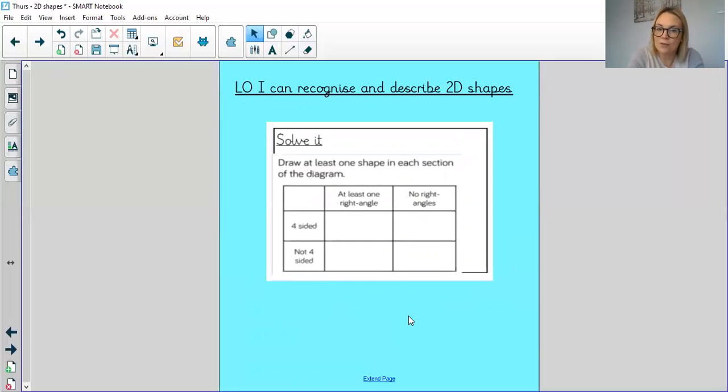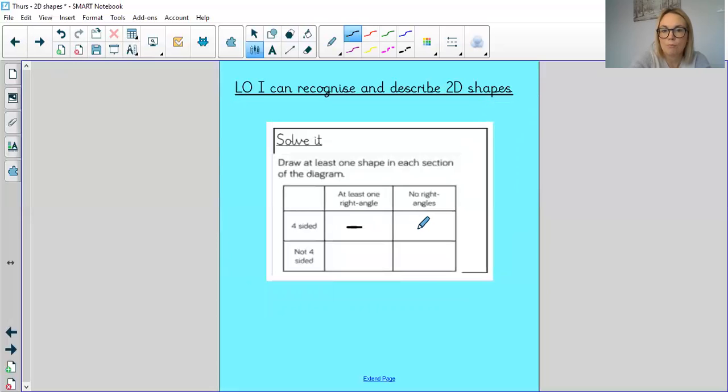So you can see this is called a Venn diagram. On the side, it says 4-sided and not 4-sided. And along the top, at least one right angle and no right angles. So if you've got a shape with at least one right angle, which means one or more right angles, and it's got 4 sides, you would be drawing it in this box here, okay? If you've got a 4-sided shape with no right angles, you would be drawing it in this box here. Yeah? If it's not got 4 sides and it's got 1 or more right angles, in here. And if it's got no right angles and not 4 sides, it would go in here. So it's going to take a little bit of thinking about.